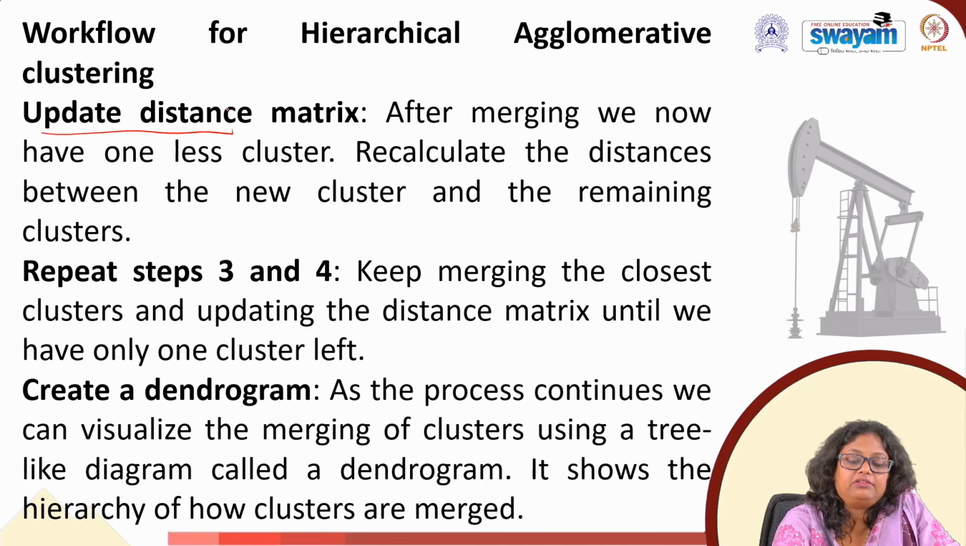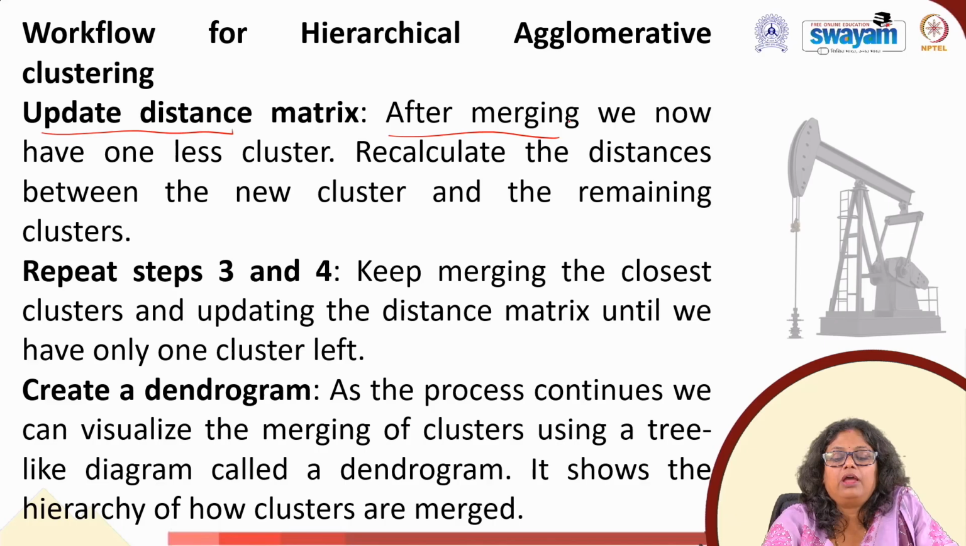Then update the distance matrix, that's the one where linkage comes into the picture. After merging, we now have one less cluster. So what we do is recalculate the distance between the new cluster and the remaining clusters, which I have shown you. Then we keep repeating steps 3 and 4, that means keep merging the closest clusters and updating the distance matrix until we have only one cluster left. Then we create a dendrogram.